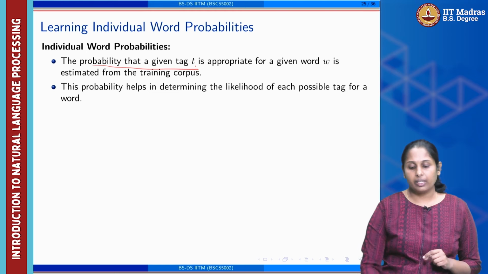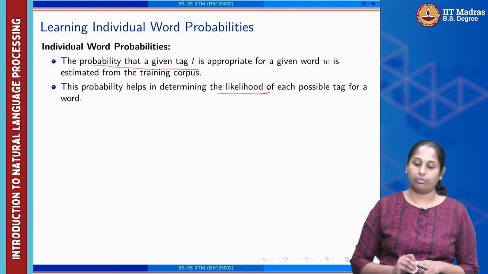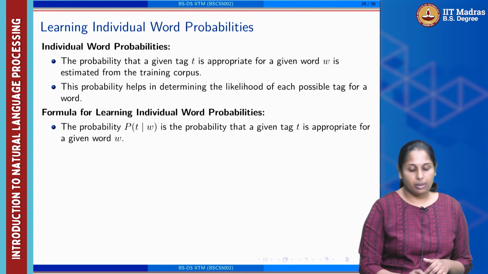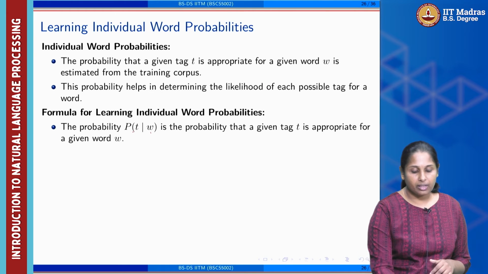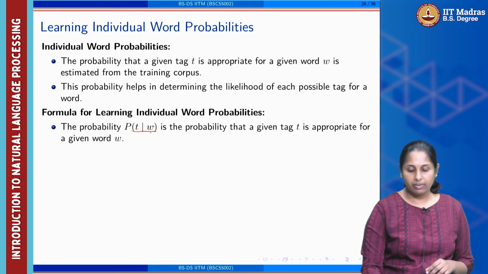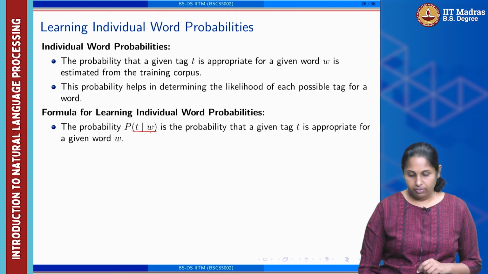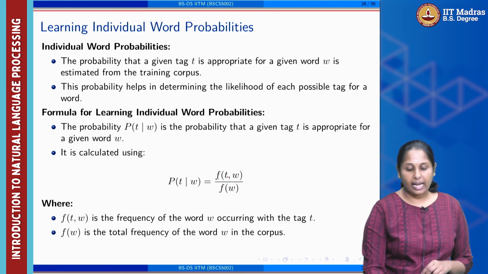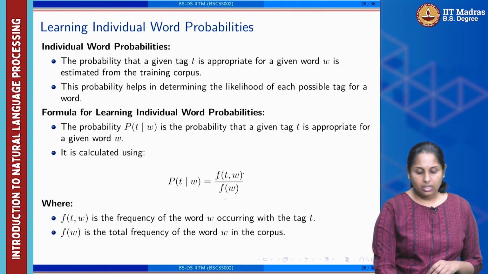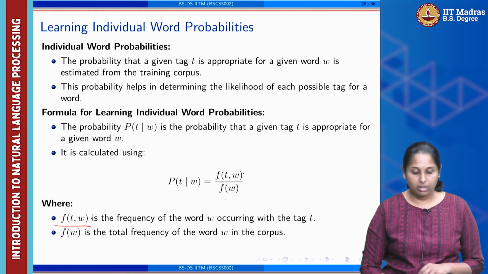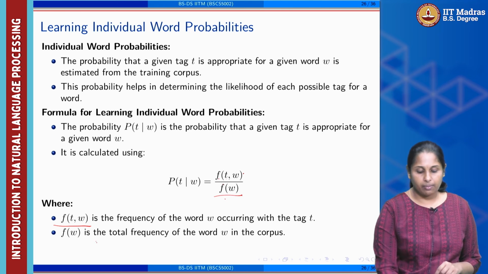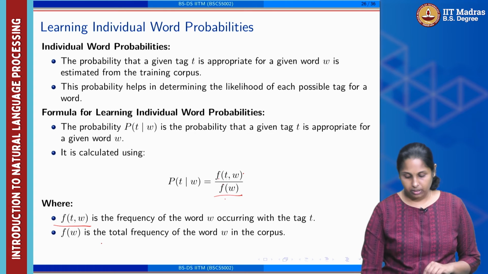So it helps us in determining the likelihood of each possible tag of a word. The formula is the probability of a particular tag T given a word W, calculated as the frequency of that tag with that word divided by the frequency of that word. So F of T, W is the frequency of the word W occurring with the tag T, and F of W is the total frequency of the word in the corpus.